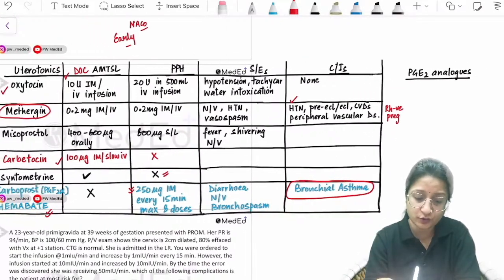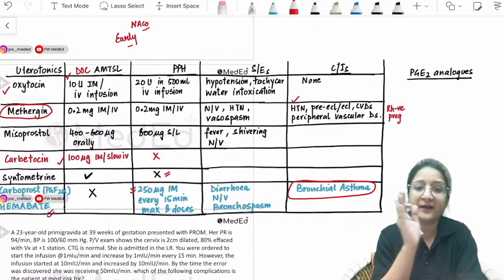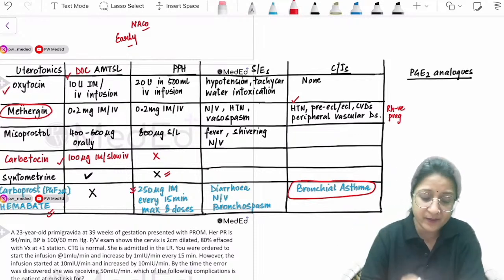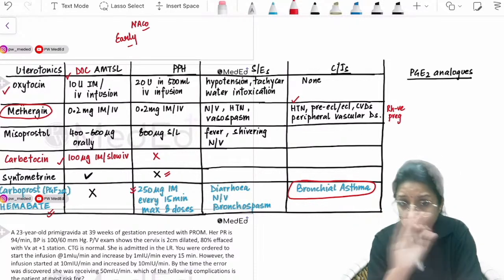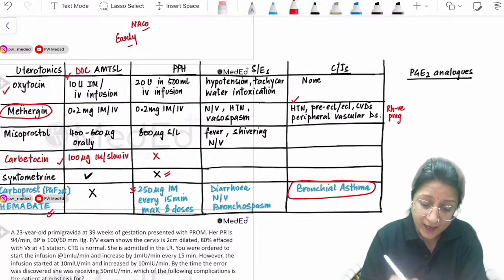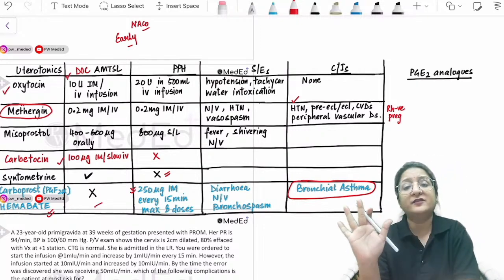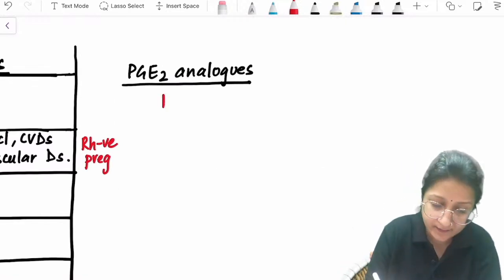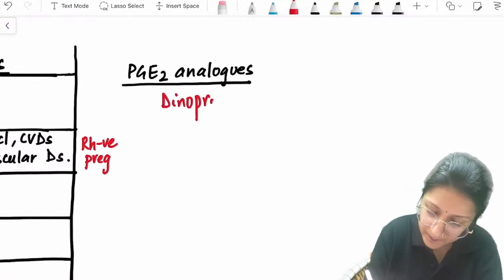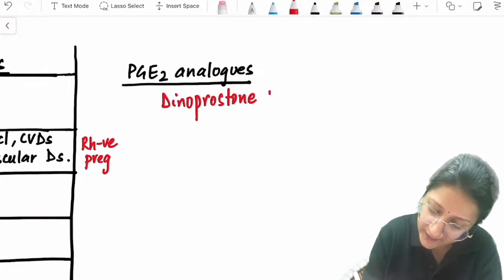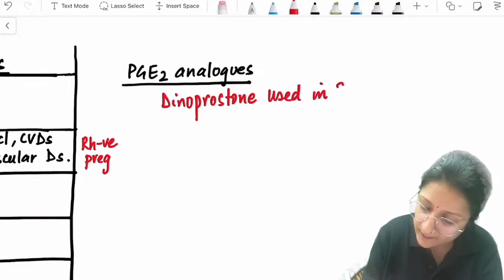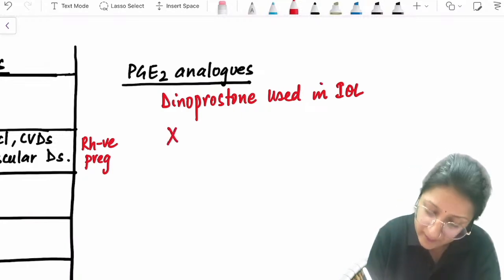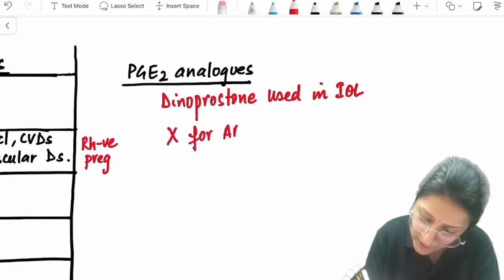So these are uterotonic drugs, but some drugs are recommended for AMTSL, some are recommended for PPH. Remember, carbetocin and syntometrine are not recommended for PPH. Carboprost is not recommended for active management of third stage of labor. PGE2 analogs like dinoprostone are used in induction of labor as cervical ripening agents. Okay, they are not recommended for active management of third stage of labor.